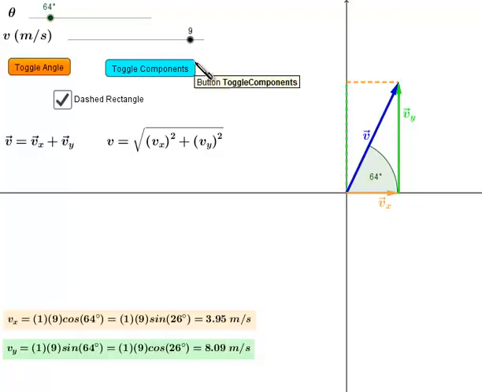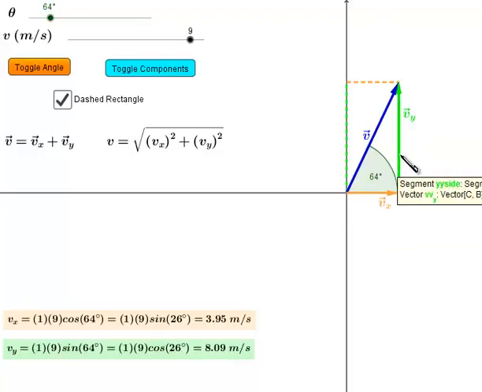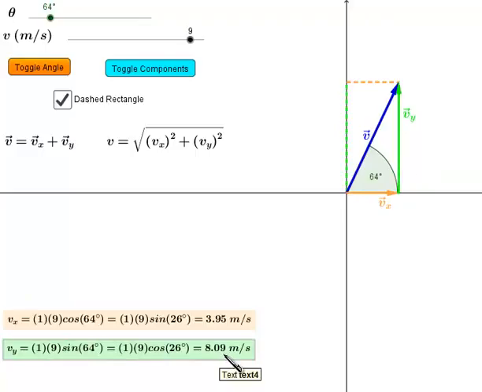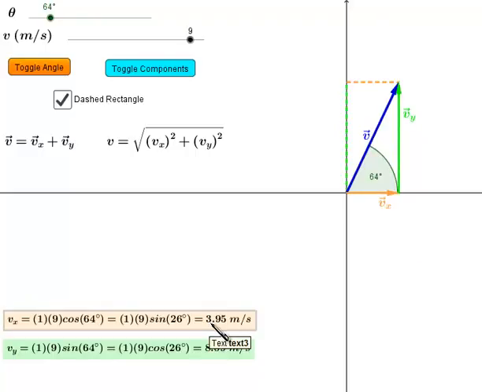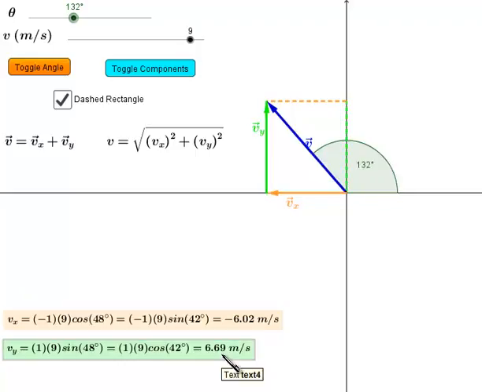So for example, here we have a vector that has a magnitude of 9 and the direction right now is 64 degrees counterclockwise from the positive x direction. This is one vector component and this is the other vector component. This vector would be expressed analytically as 8.09, 90 degrees. And this vector would be expressed as 3.9 meters per second, 0 degrees. Let's just shift the angle here. This vector would be 6.69, 90 degrees.